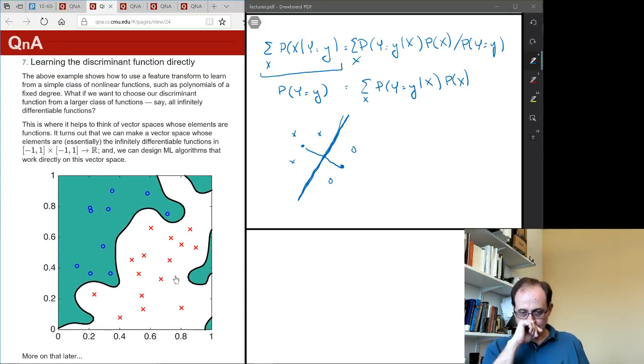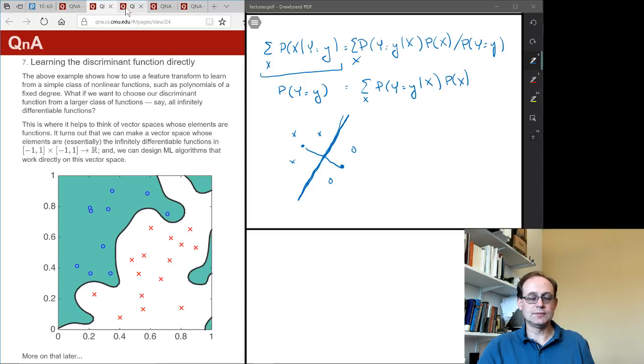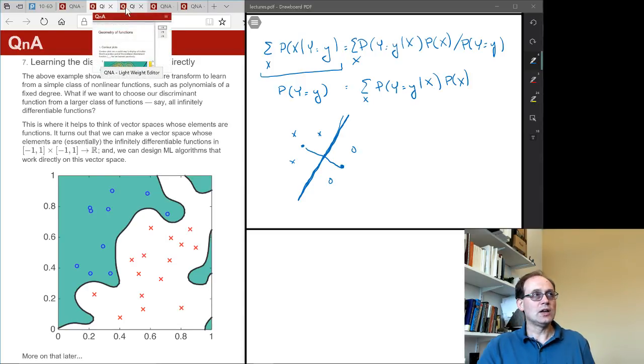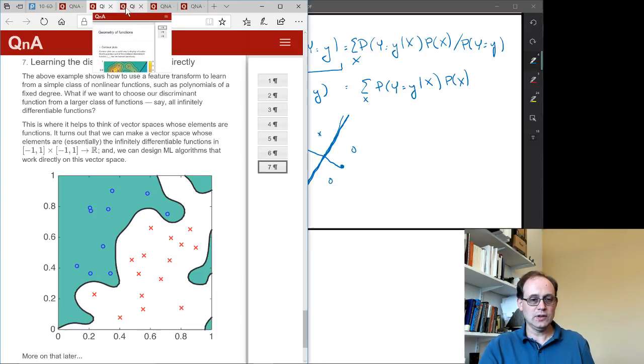So again, the key thing to get from this set of lecture notes is the idea that vectors don't just have to be lists of real numbers, they can be more complicated objects. And doing that is really useful when we want to learn more complicated objects than just vectors in Rn, like, for example, a whole discriminant function.